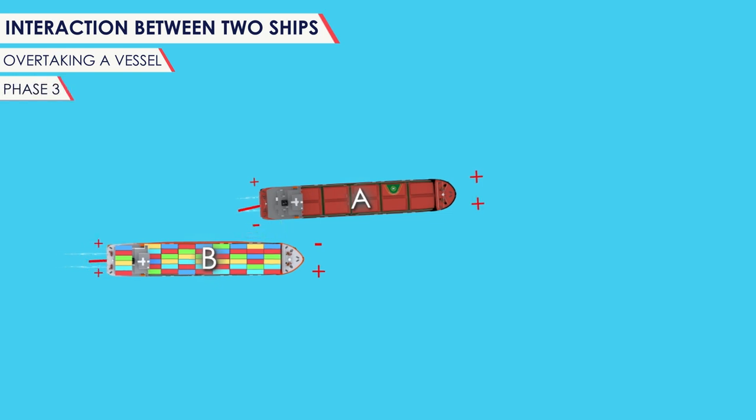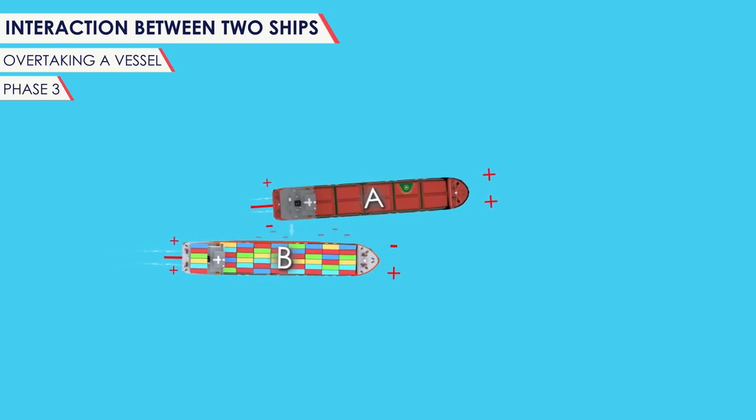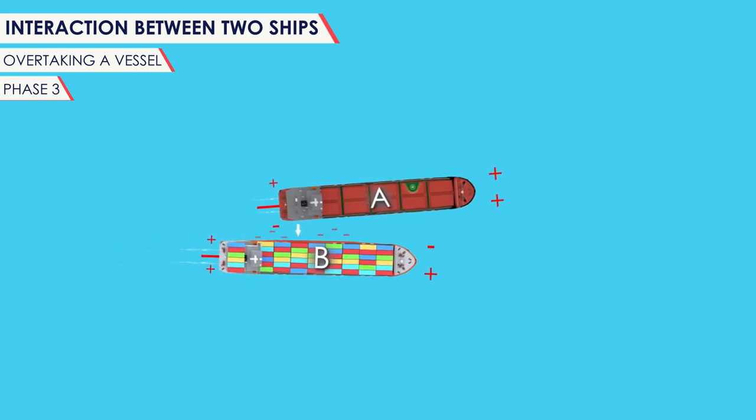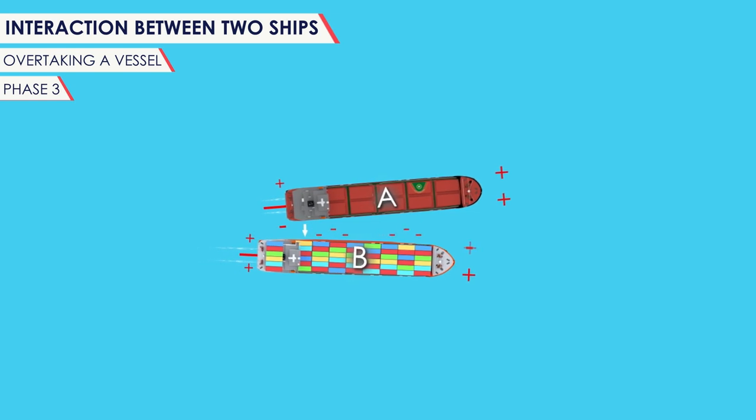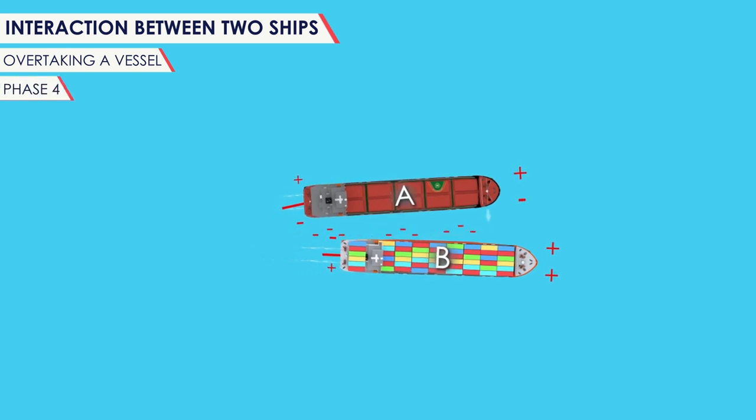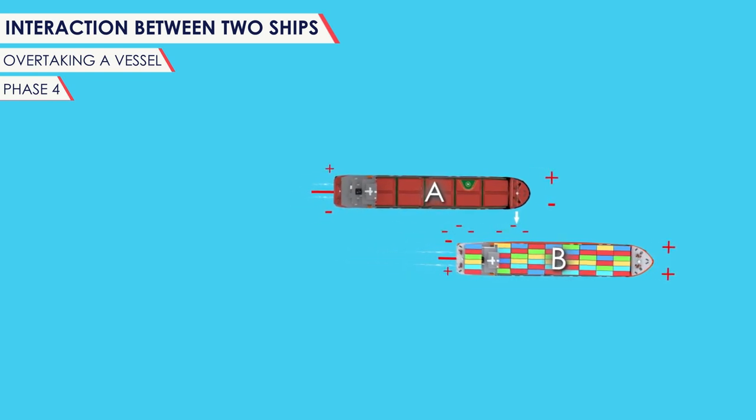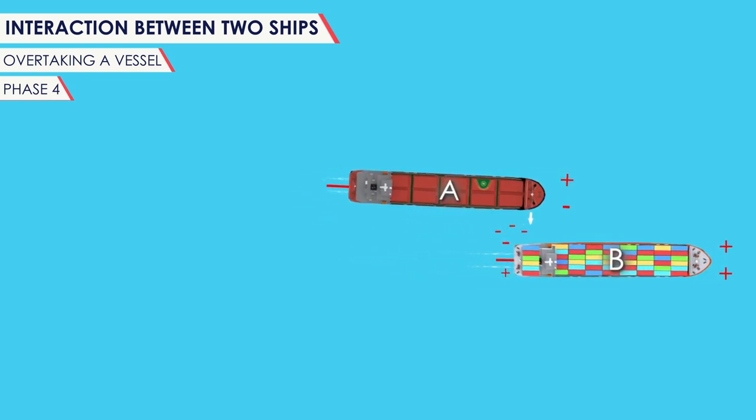In phase 3, mutual attraction of the ship's sterns due to decreased pressure causes the overtaken vessel, ship A, to swing to port. Starboard helm is required to control the swing. In phase 4, ship A will observe suction of bow to starboard, and this can be corrected by slight counterhelm in ship A.